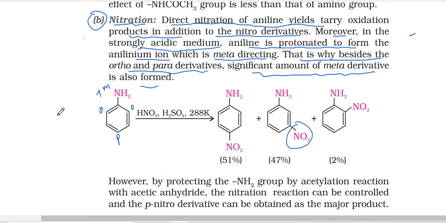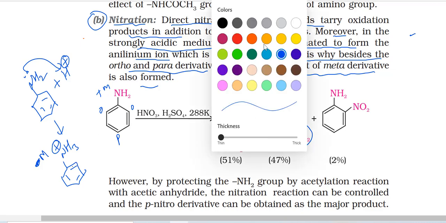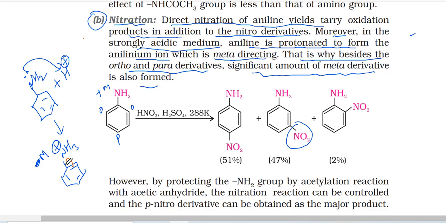See, this NH2 is getting protonated first. This NH2 has a lone pair, and it is taking H plus. Then you can see the structure here: nitrogen is plus, so this is now a minus inductive group. In a minus inductive group, the lone pair, the pi bond is shifted outside, so the ortho position and para position are getting positive charge.